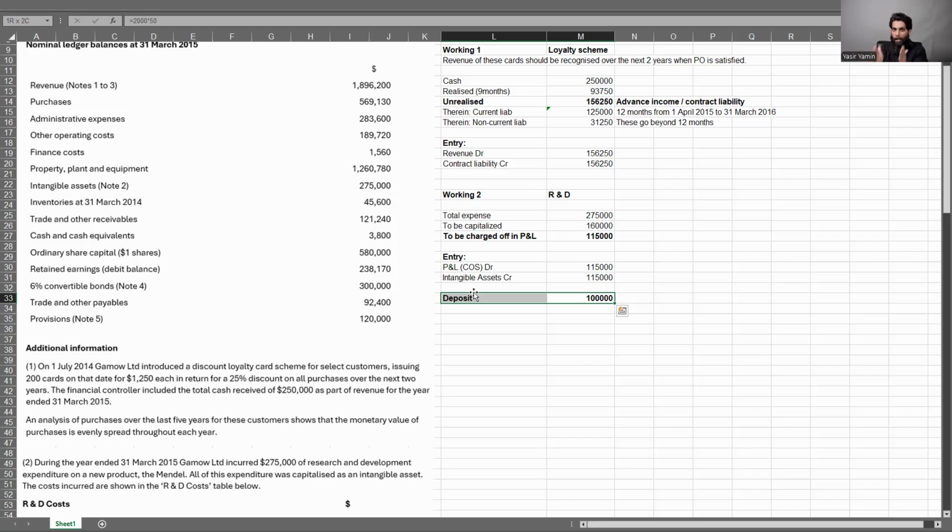So in order to make sure that you do performance reporting, so that your shareholders get to know exactly if they have made a profit out of the new product Mendel, yes or no, you need to match their cash flows.